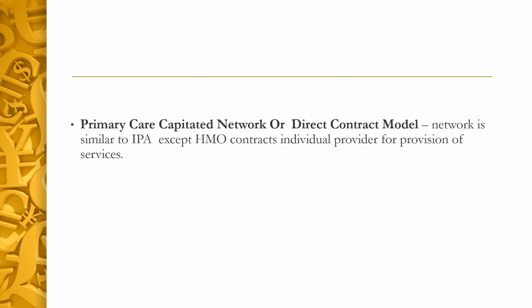The fourth one is the primary care capitated network. This network is similar to the IPA, that is the Independent Practice Association, except that the HMO contracts directly with the individual provider for provision of the service. The provider again is at risk. You can say it might be a risk for the person in a primary care capitated network when compared to the IPA.